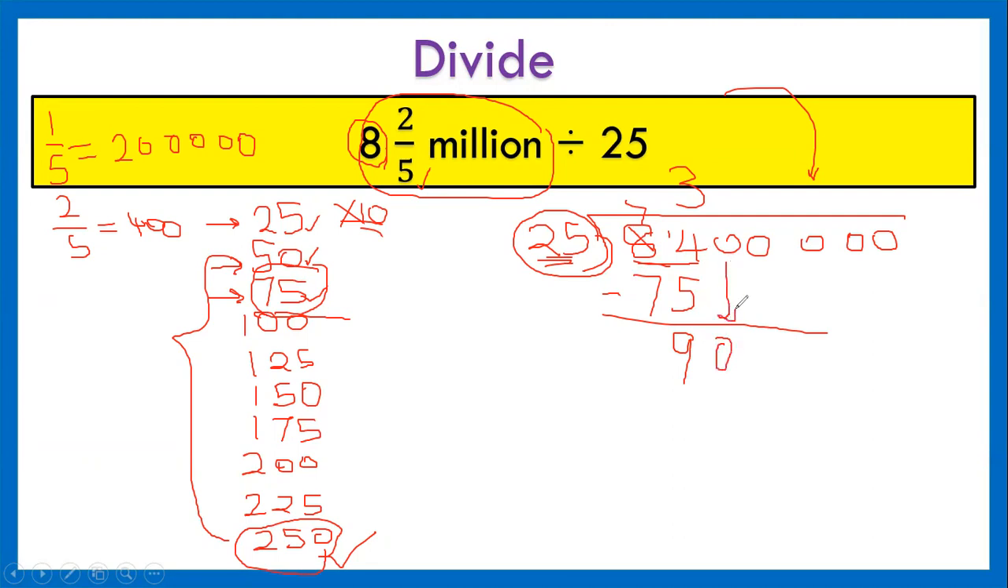Now we have 90. Ask yourself where you can find 90. 90 is somewhere here. So you can still use 75. So it's still 3 and it's still a 75 here. So 90 minus 75. Okay, this is 8. This will become 10 minus 5 will be 5. 8 minus 7 would be 1. And then you bring down the next 0.